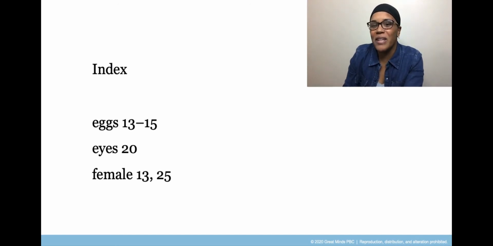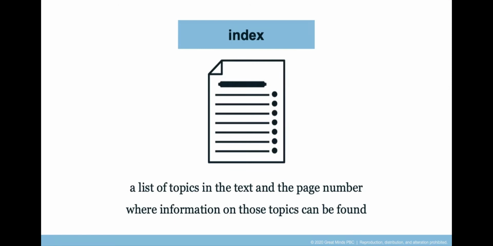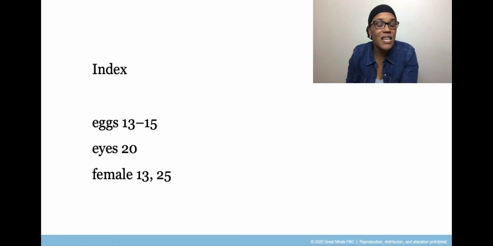Let's think about the word index. An index is a list of topics in the text and the page number where the information on those topics can be found. I'll say it one more time. An index is a list of topics in the text and the page number where information on those topics can be found. In this text, the index includes information about seahorses we can learn about in this book. And the index shows the page numbers where we can find certain kinds of information. Here are some of the information topics: eggs, eyes, female.